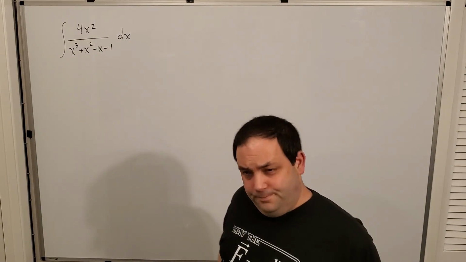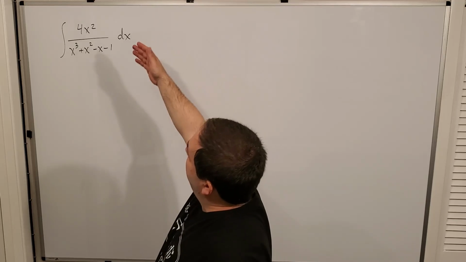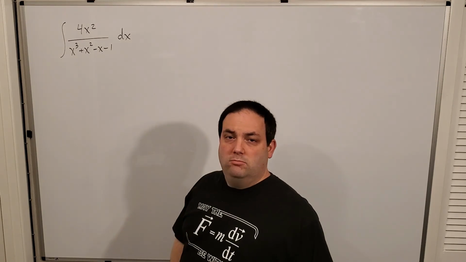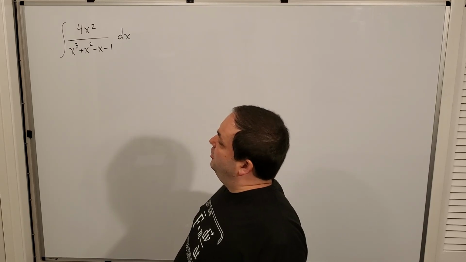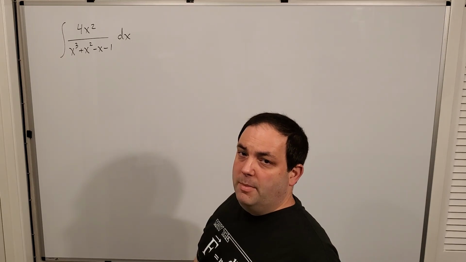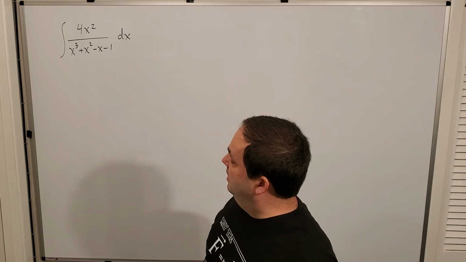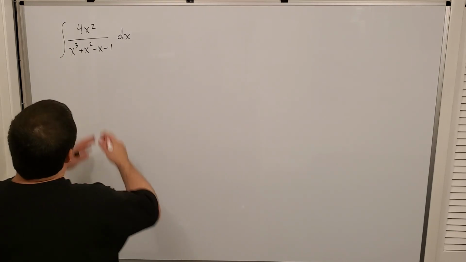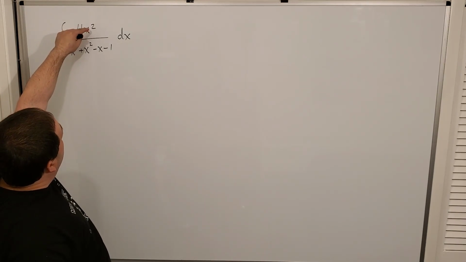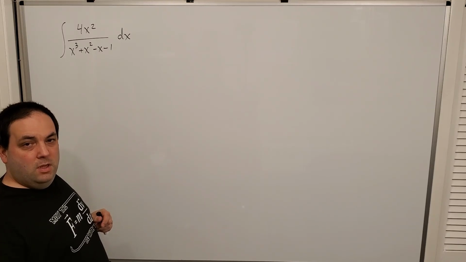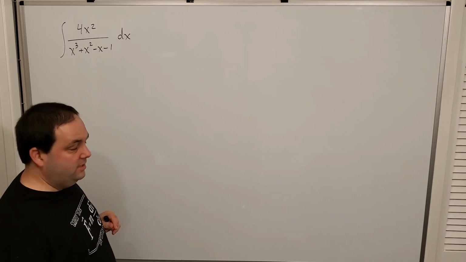Next example, the integral of 4x squared over x cubed plus x squared minus x minus 1. First thing you're going to want to do is factor out the denominator there so that you know what kind of thing we're dealing with. I'm not going to be able to split up or do anything, and the numerator has a lower degree, so really your only recourse here is going to be partial fraction decomposition.